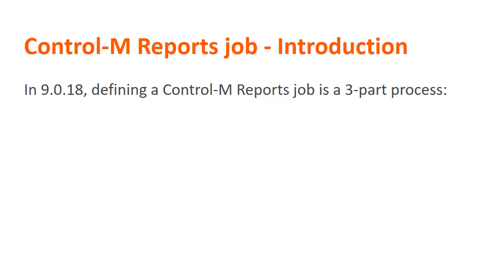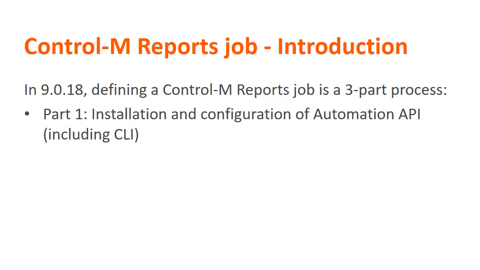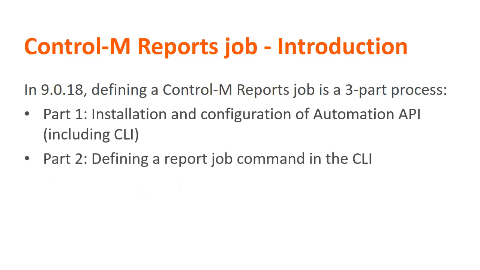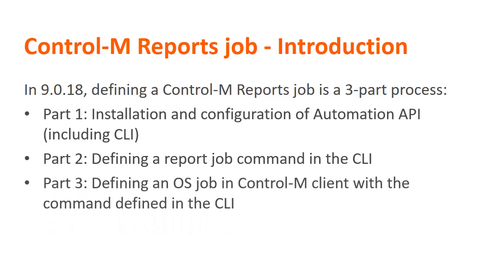Part 1, installation and configuration of Automation API, including the CLI. Part 2, defining a report job command in the CLI, and Part 3, defining an OS job in Control-M Client with a command defined in the CLI.